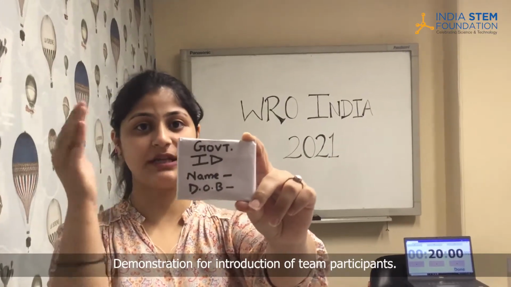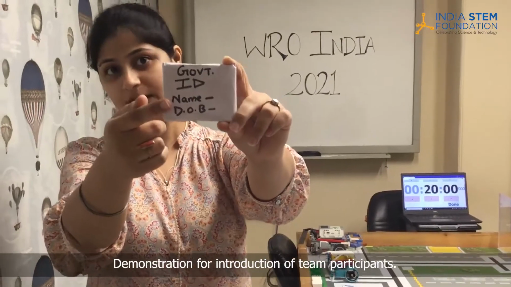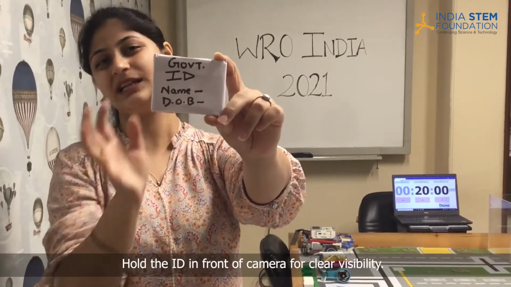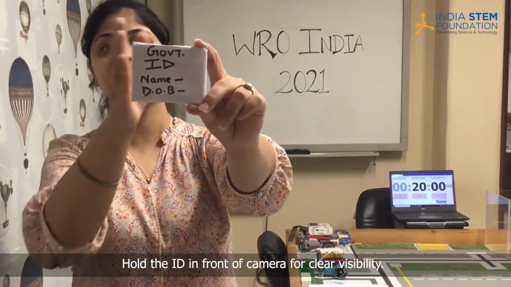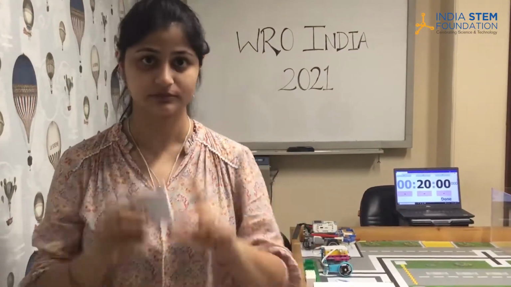Each participant has to introduce themselves similarly, and show the ID proofs, and they have to keep it up for at least 5 seconds so that it's clearly visible throughout in the video. So now let's see what is the second step.